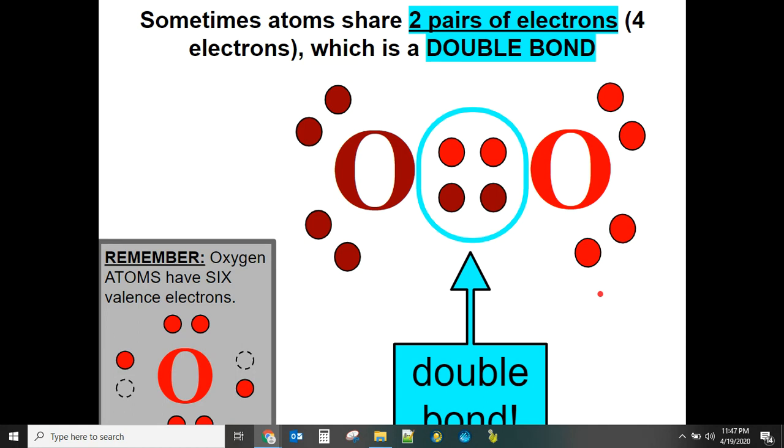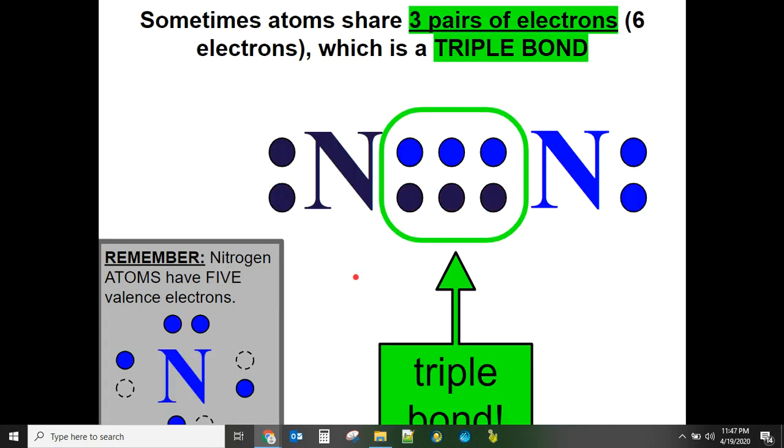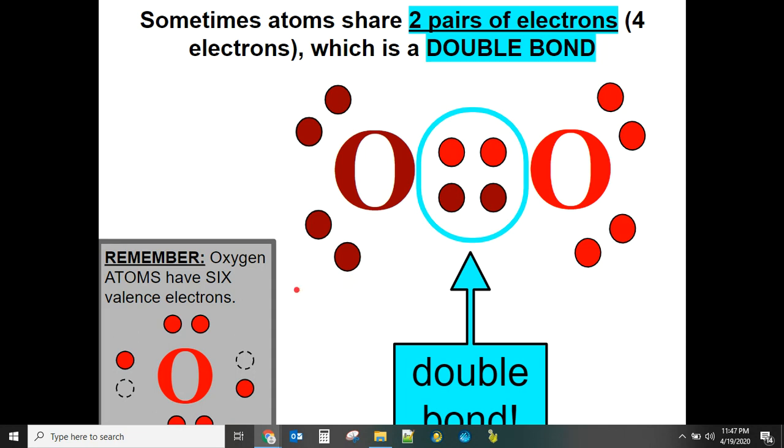Sometimes atoms share 2 pairs of electrons, and we call that a double bond, and it's because a single bond just doesn't satisfy their needs. Okay? So remember how oxygen atoms have 6 valence electrons, and there's 1, 2, 3, 4, 5, 6, and they want 2 more. So if they just shared a single bond, that wouldn't be enough for them. But if they share 2 each, then they get this double bond.